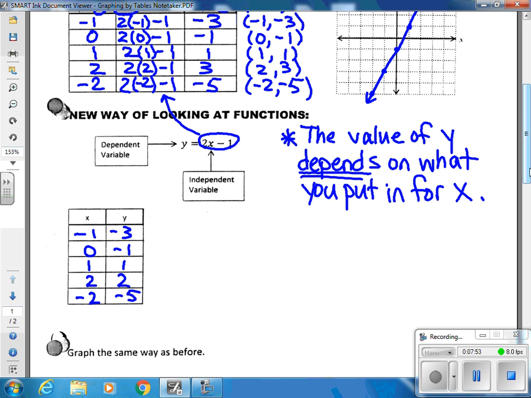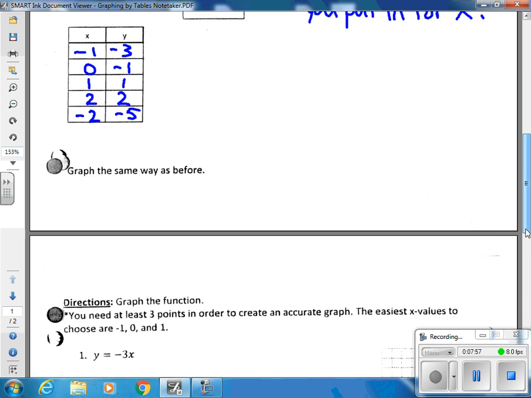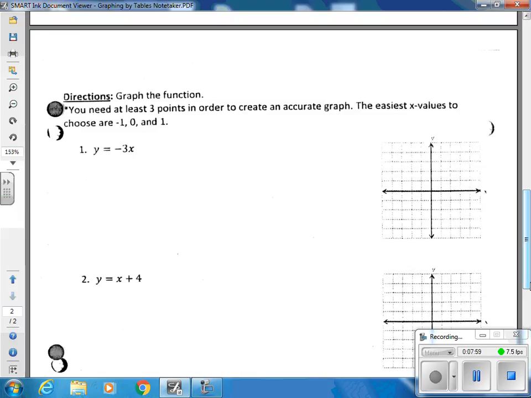Because the top table is going to have your work built into it. Okay. All right. Now, if you take a look at the back side of these notes, you've got some more examples to play around with. And it tells you that you need at least 3 points in order to create an accurate graph. You can't have any less than that. And that the easiest x values to choose are -1, 0, and +1.